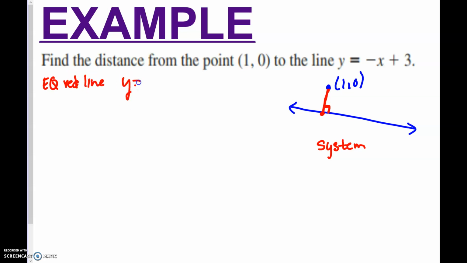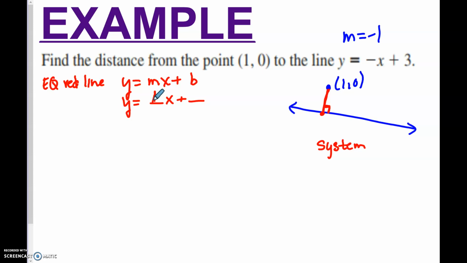So I need y equals mx plus b. Y equals blank x plus blank. All right, so what do I absolutely know for sure about that red line? Let's see, it is perpendicular to the blue line. And what is the slope of this blue line? The slope of this blue line is -1. So if the slope of the blue line is -1, what is the slope of the red line? Well, remember, we're going to do the opposite reciprocal. So if you flip -1, you get 1, but we need the positive. So it looks like the slope of that red line is going to be 1.